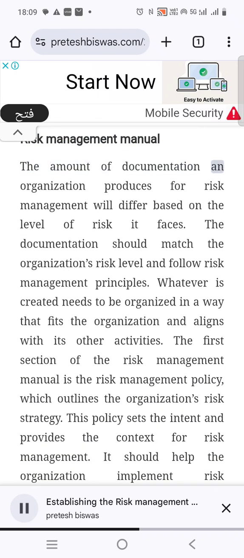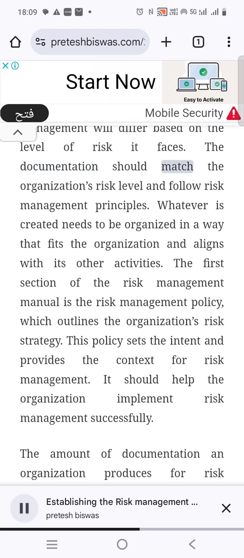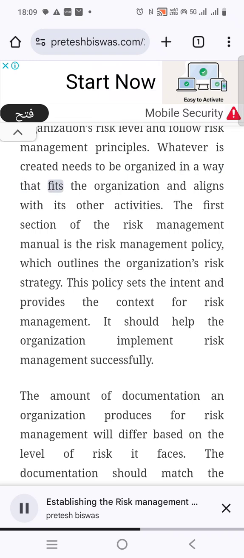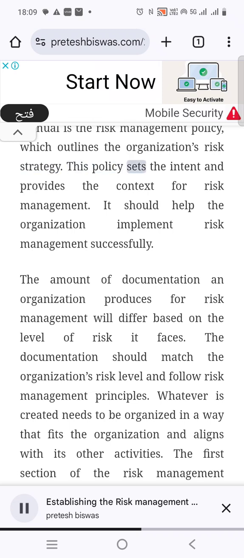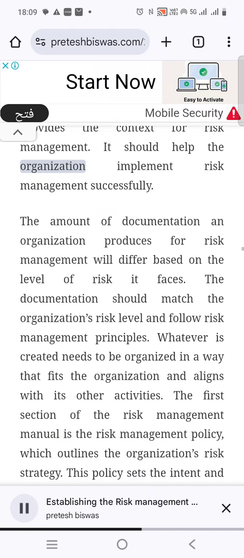The amount of documentation an organization produces for risk management will differ based on the level of risk it faces. The documentation should match the organization's risk level and follow risk management principles. Whatever is created needs to be organized in a way that fits the organization and aligns with its other activities. The first section of the Risk Management Manual is the Risk Management Policy, which outlines the organization's risk strategy. This policy sets the intent and provides the context for risk management. It should help the organization implement risk management successfully.